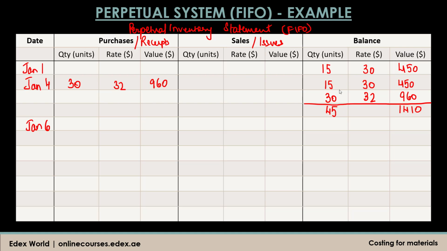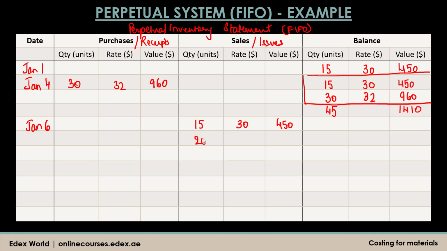So out of 35 units, 15 units would be issued from the first batch. If you see carefully, this is the batch 15 and 30. 15 is the first batch, 30 is the second batch. So 15 units would be issued from the first batch. So 15 units would be issued at a rate of 30. Why 15 from the first batch? Because we're following the FIFO.